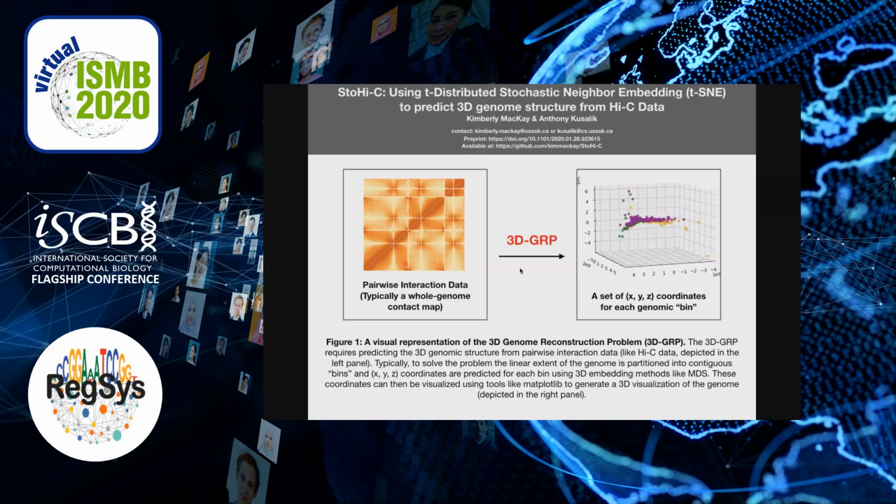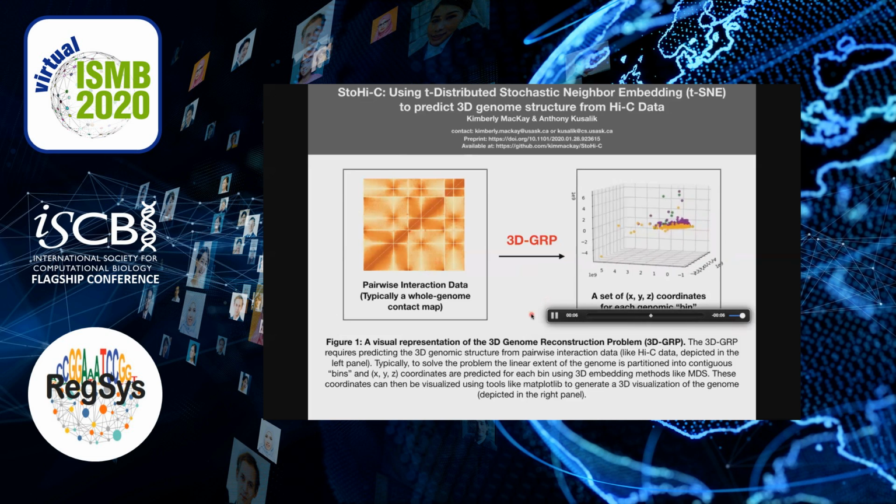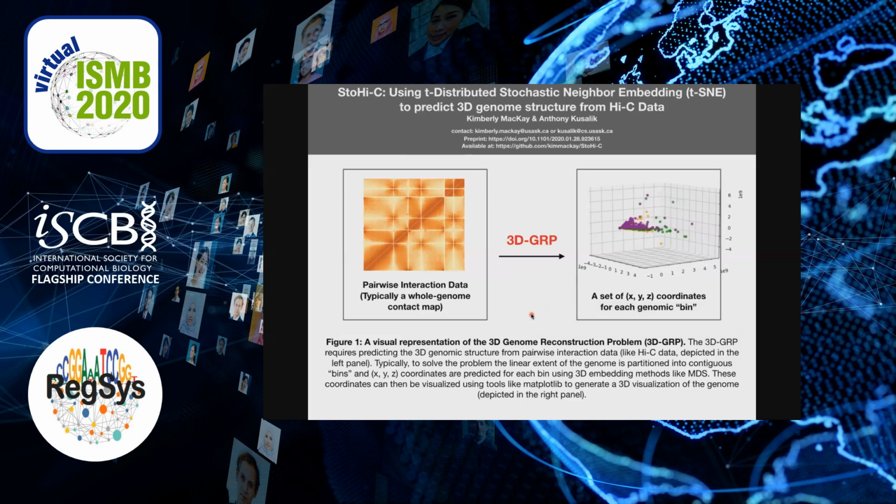What we do with the 3D GRP is we take those counts and we actually convert them into XYZ coordinates for each region of the genome, and I'll often call that a genomic bin. And so by doing this, we're able to get a prediction of the structure of the 3D genome. So similar idea to what we would see with a protein structure, but now we're looking at genome structure.